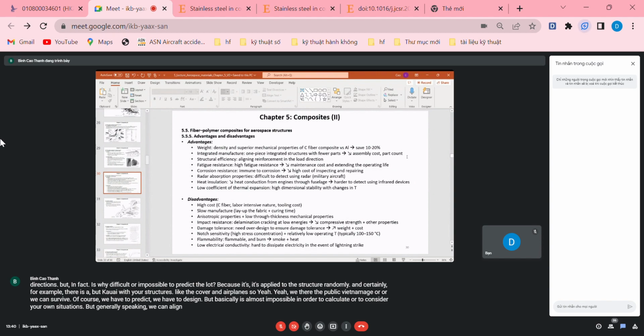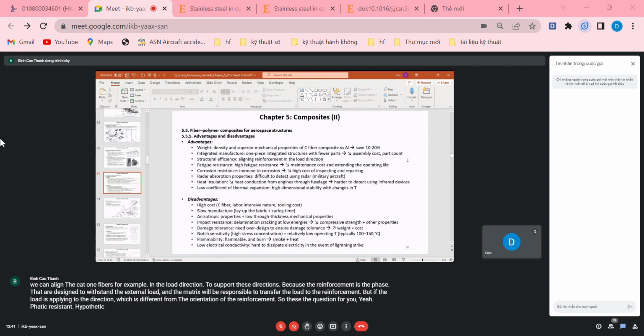But generally speaking, we can align the carbon fibers, for example, in the load direction to support these directions, because the reinforcement is the phase that is designed to withstand the external load, and the matrix will be responsible to transfer the load to the reinforcement. But if the load is applied in a direction which is different from the orientation of the reinforcement, so this is the question for you.